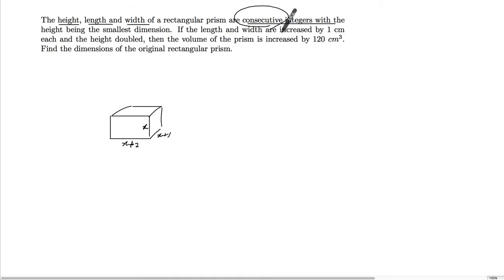If the length and the width are increased by 1, so let's call this the width, and this the length, and the height is doubled. So if this is increased by 1, we get x plus 3, and this gives x plus 2, and this is doubled, so we get 2x. Then the volume of the prism, which is the product of all three, is increased by 120 from the original, which is x times x plus 1 times x plus 2. We have to solve for x.